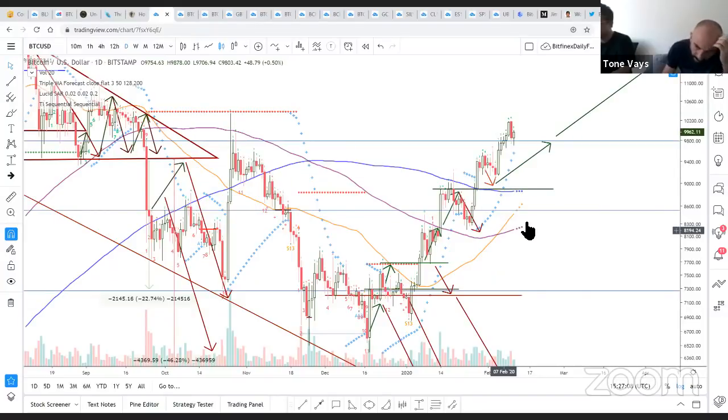Now, all the moving averages need to be crossing each other and rising for this to be a full bull market. Let's talk some more Bitcoin, and then I will go ahead and take a look at the traditional markets.